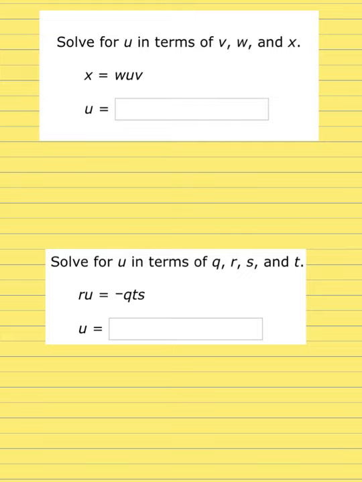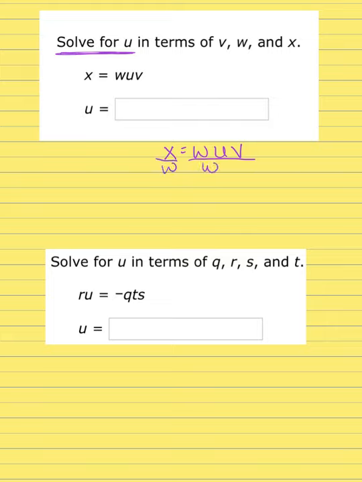So the first one says solve for u in terms of v, w, and x. Don't let the way they ask it confuse you. It says solve for u, so that means I have to get the u by itself. So if I have x equals w, u, v. If I have letters squished together, that means to multiply. The opposite of multiply is divide. And what I do to one side, I have to do to the other. So I'm going to divide each side by w to get rid of the w, right?